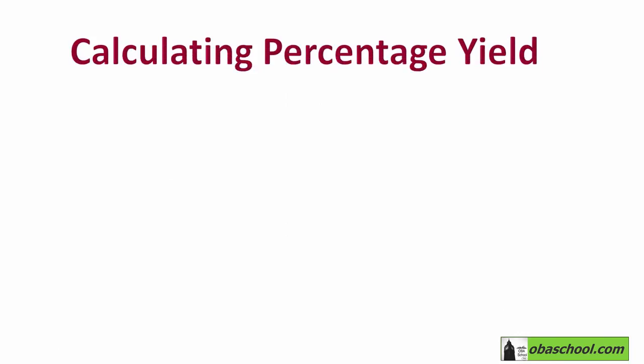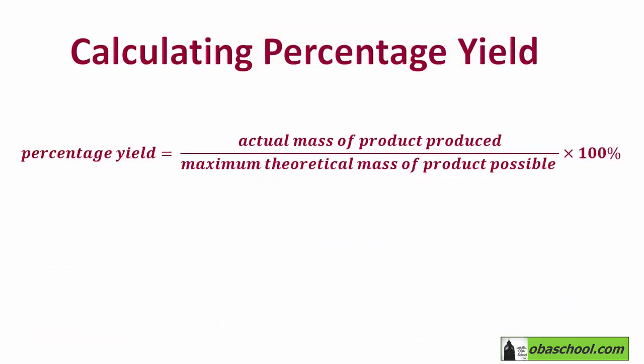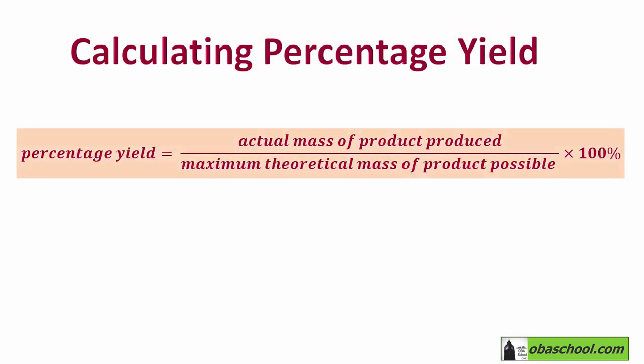In this tutorial, we will solve an exercise on calculating the percentage yield. In previous tutorials, we have explained what percentage yield is. However, let's start with recalling the formula of the percentage yield. So what's the mathematical equation of the percentage yield? That's correct. The percentage yield is equal to the actual mass of a product produced divided by the maximum theoretical mass of the product possible times 100%.